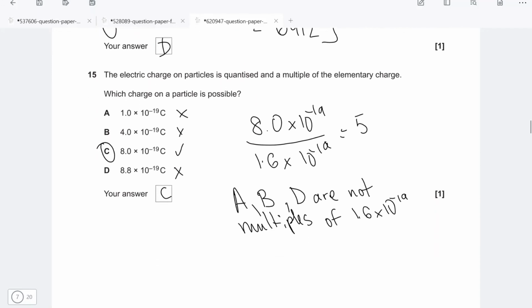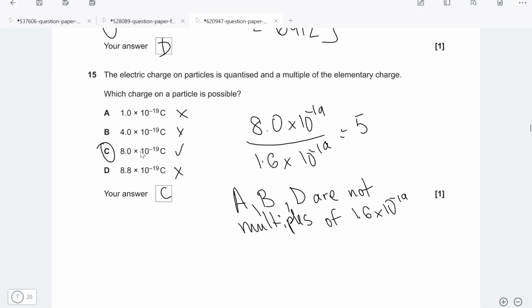Question 15, the electric charge on particles is quantized and is a multiple of the elementary charge. Which charge on a particle is possible? Well, only multiples of the elementary charge, 1.6 times 10 to the power of minus 19, exist. So this means that, for instance, 1 times 10 to the power of minus 19, that's smaller than the electron charge, cannot exist. 4 is also not a multiple.